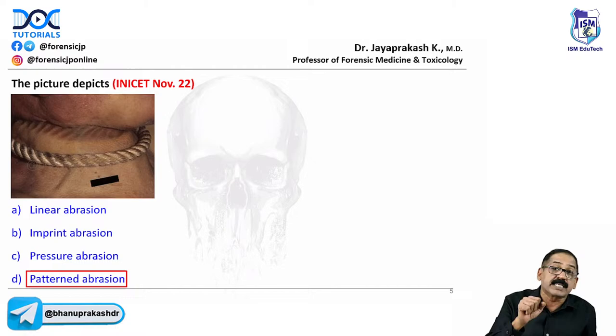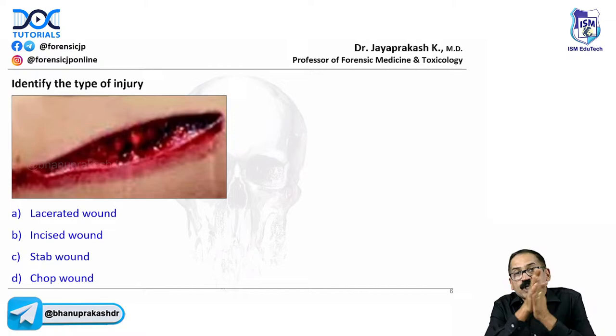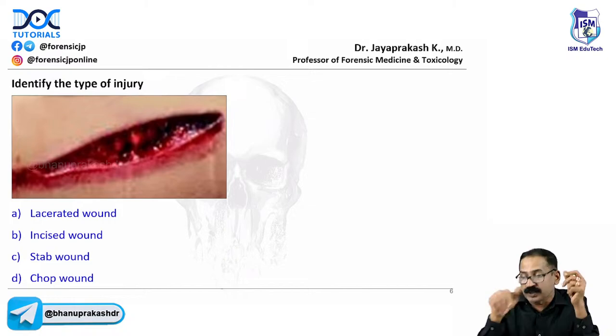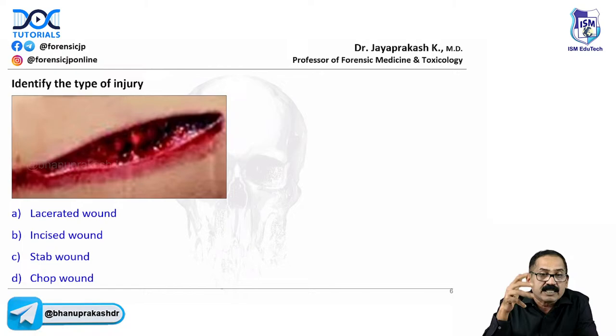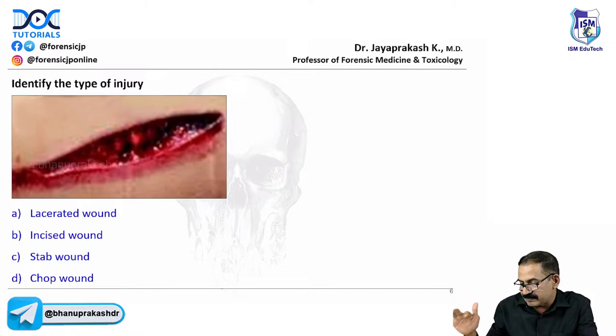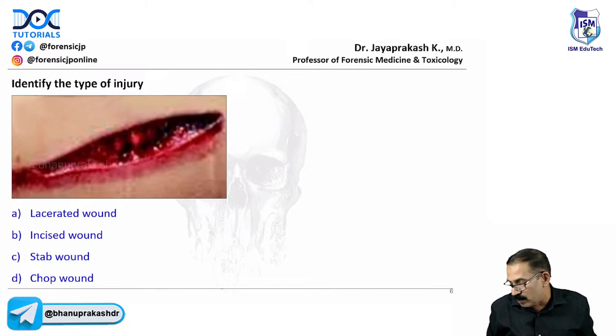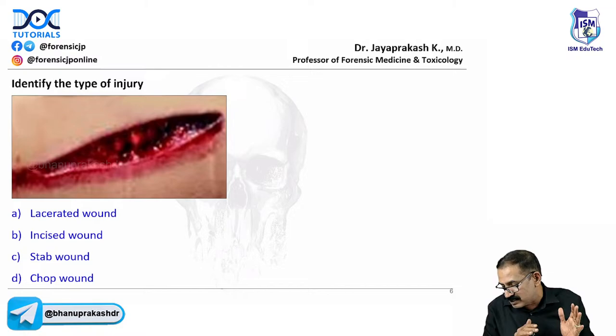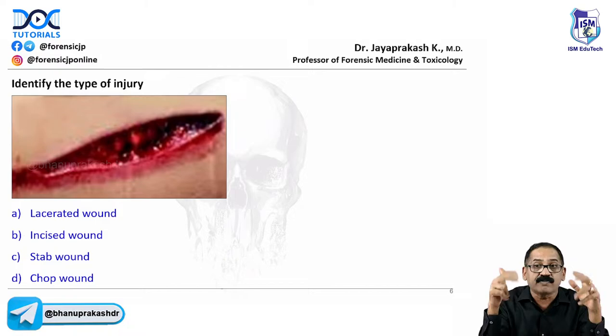Okay. Now, look at this question. I'm not going to tell you the answer now, but please tell me your answer so that I will see how much you know about that. Identify the type of injury, whether it is lacerated wound, incised wound, stab wound, or chop wound. Just give me the answer. Some people have already written incised wound. Some people said chop wound. Some people said stab wound. Okay, different answers. Same students, whether it is Anjay Kumar or Rutul Panchal or Kusum or whoever it is, after I explain, you tell me the answer.